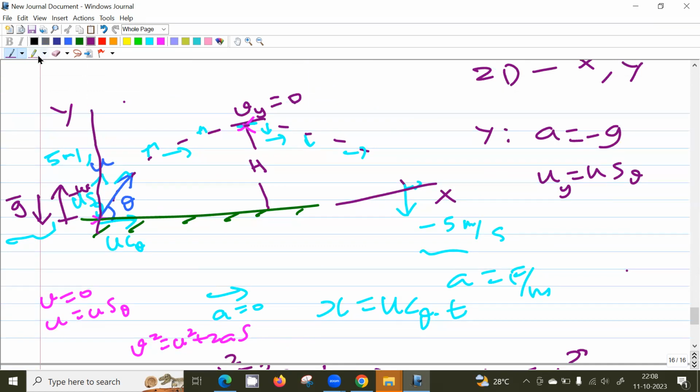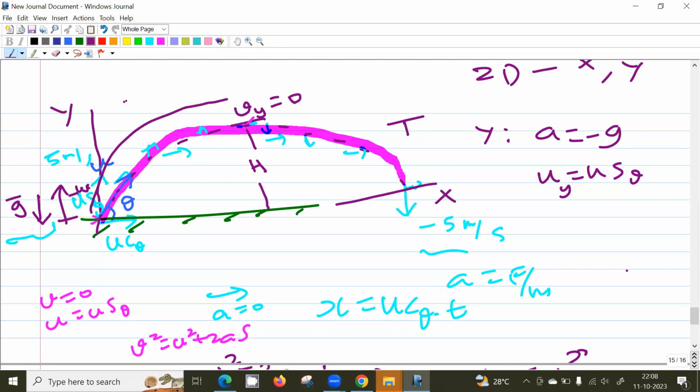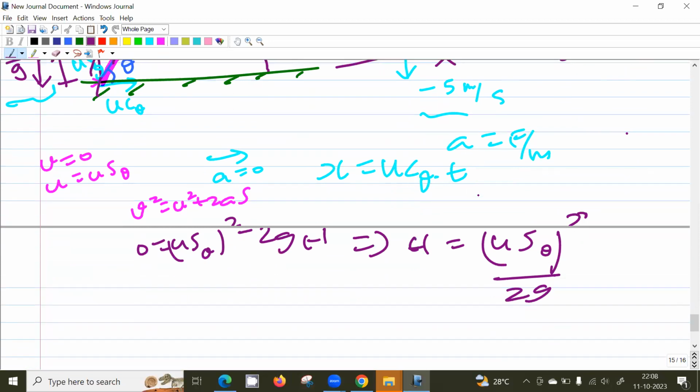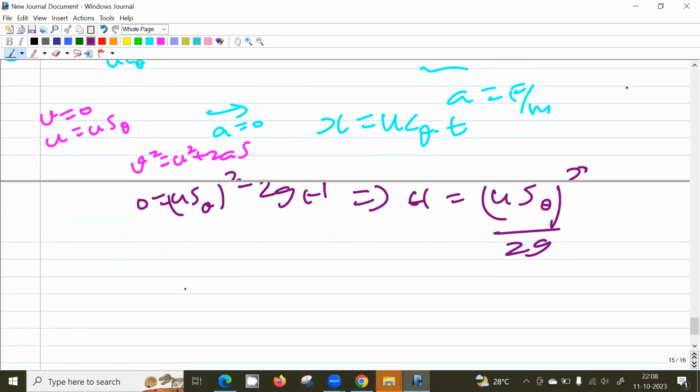Okay, so similarly, I can find the time of flight. The time of flight is the time it takes to go from here to here. So that time is capital T. By symmetry, the time to go from here to the maximum height point will be capital T by 2. That time I can find by using s equal to ut plus half at square.